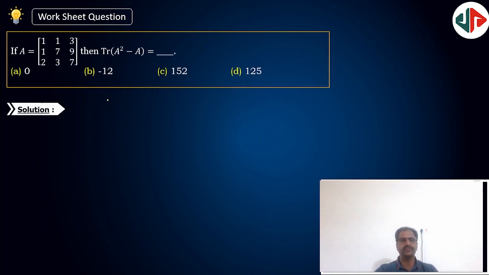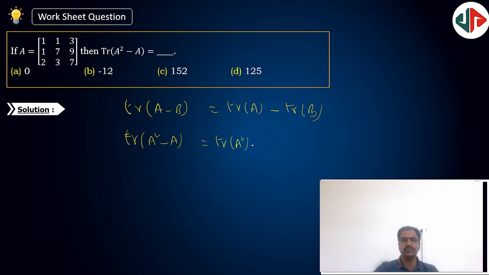Let's find the trace of A square minus A. What is the property of trace? Trace of A minus B is nothing but trace A minus trace B. So trace of A square minus A is nothing but trace of A square minus trace of A. That is equal to trace of A square minus, what is trace of A? Trace is nothing but the sum of all principal diagonal elements, 50.